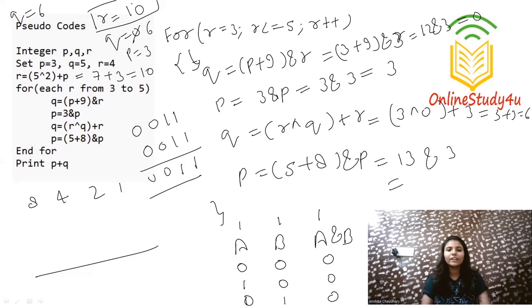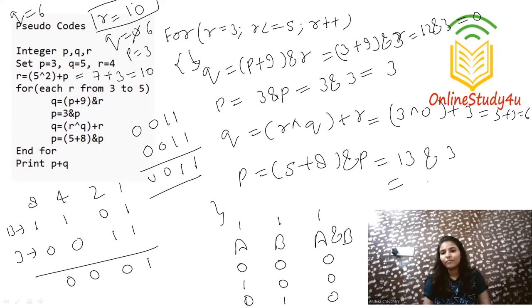Okay, so 13 will be 8 plus 4 plus 1, right? 1, 1 and 1, and this place is 0. This is the binary code of 13. And for 3, it will be 1, 1 and here 0, right? So let's perform the AND operation. 1 and 1 will be 1, 0 and 1 is 0, 1 and 0 is 0, 1 and 0 is 0. So it will be 1 only. So this time the P value is 1.